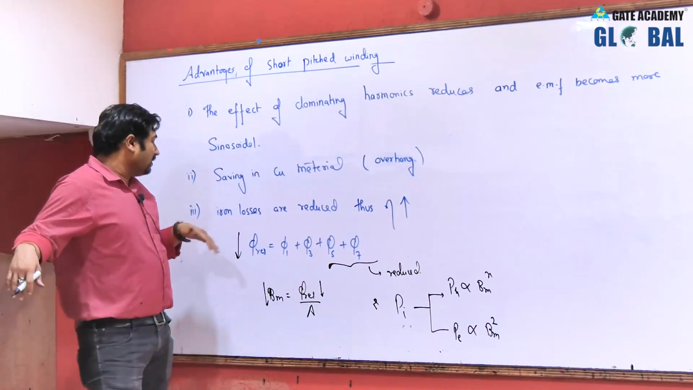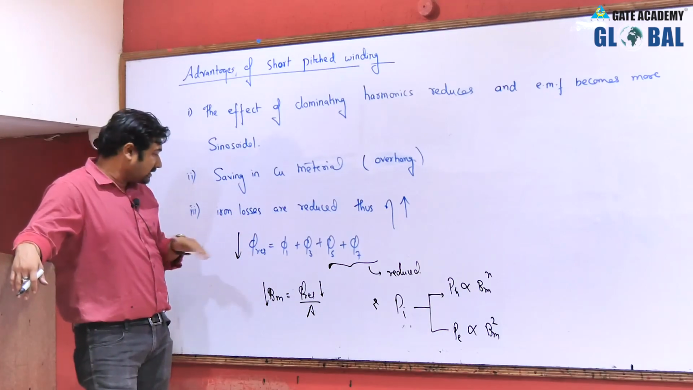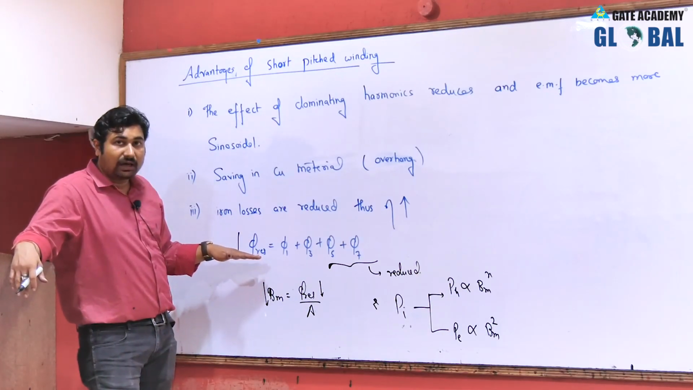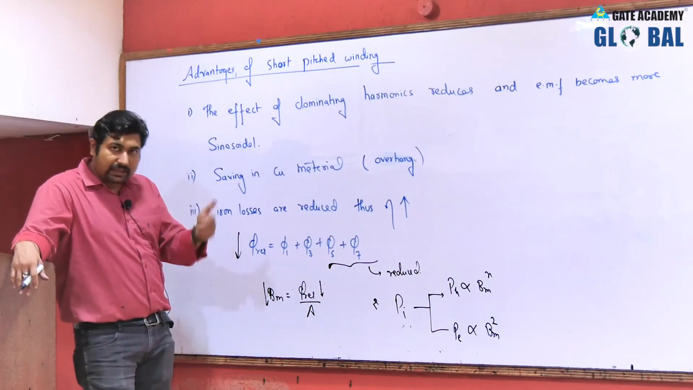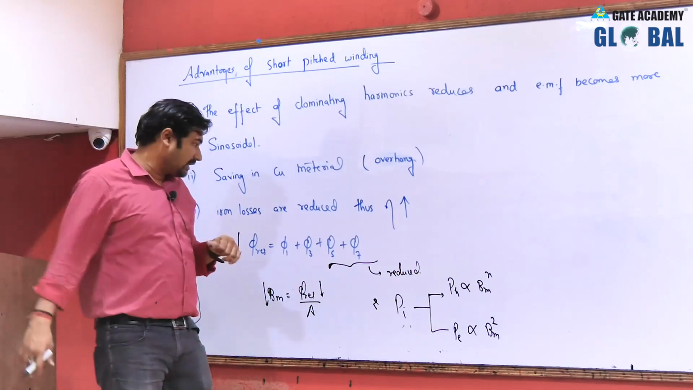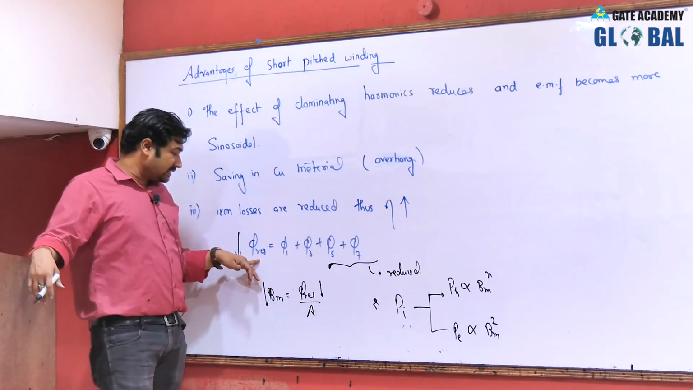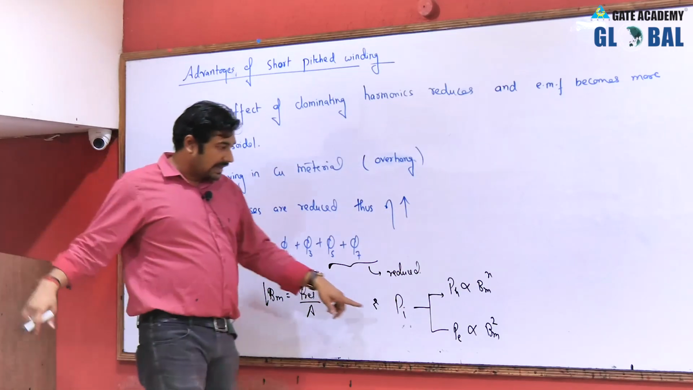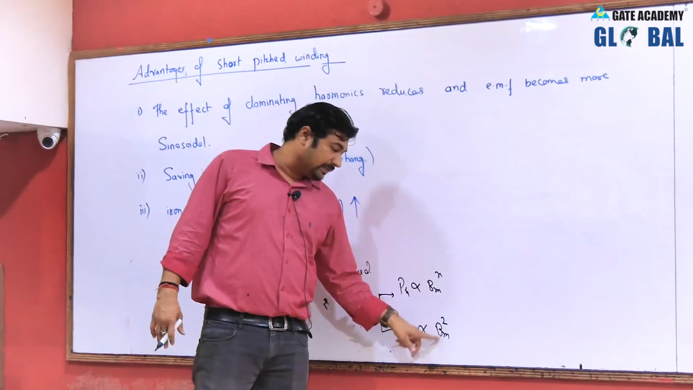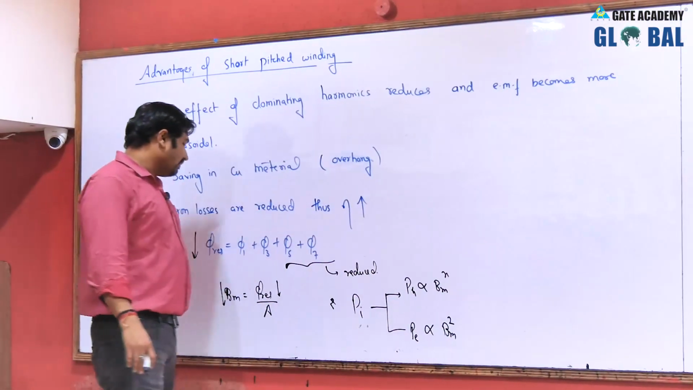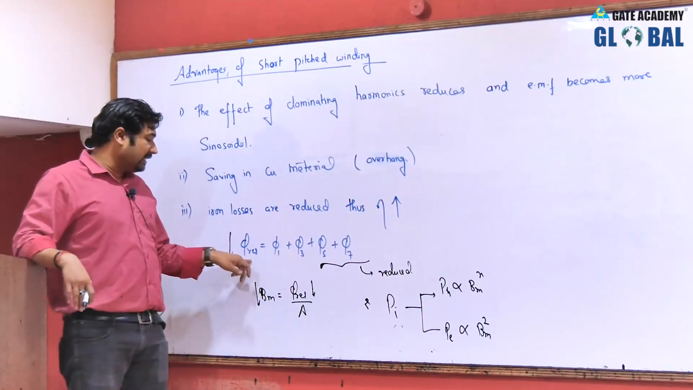the machine. Further, iron losses are reduced, because iron losses occur due to the change in flux in the stator body. Iron losses are eddy current loss and hysteresis loss, and they depend upon the maximum flux density. Maximum flux density depends upon the resultant flux.